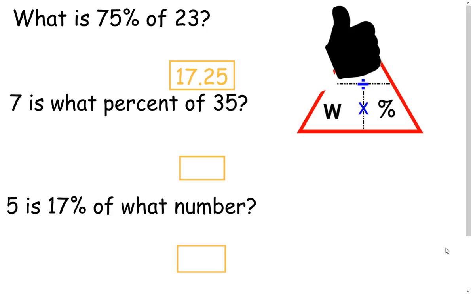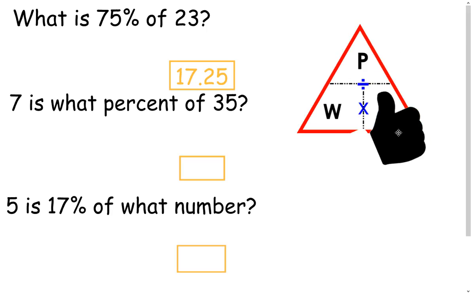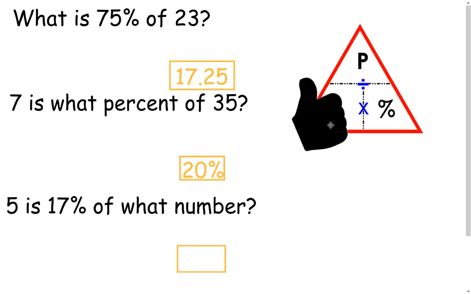So 7 is what percent of 35? Pause for a second if you want. So I'm going to cover up the percent, and the answer is 20%. 5 is 17% of what number? Pause for a second if you want to figure it out for yourself and start when you're ready. I'm going to cover up the whole, so we're going to be dividing there, and the answer is 29.4.